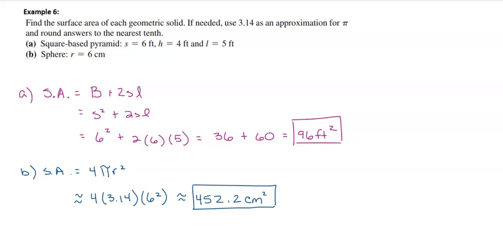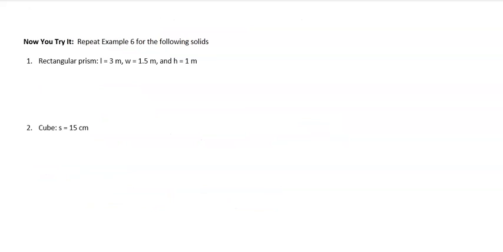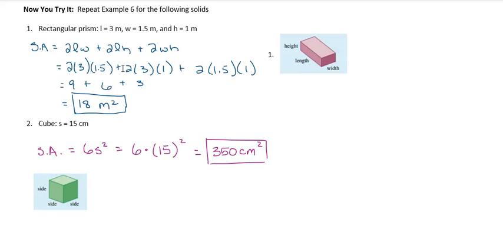So you're going to have one more to try, actually 2. So now you try it, do exactly what I just did for these 2 different shapes. This is a rectangular prism and this is a cube, so these are pretty straightforward. Okay, so here's how you work these problems.